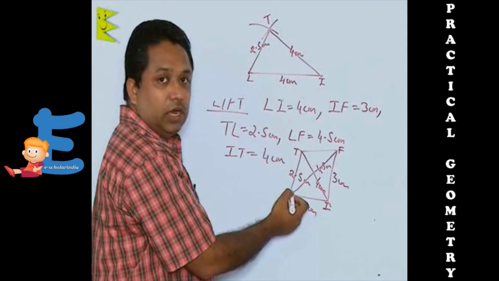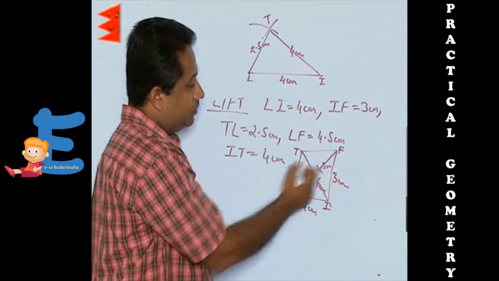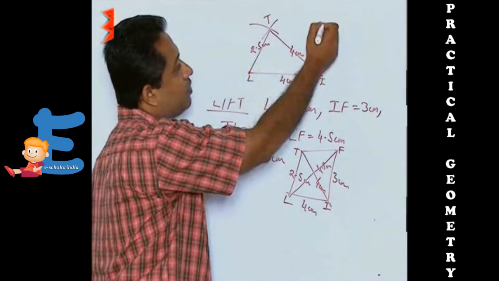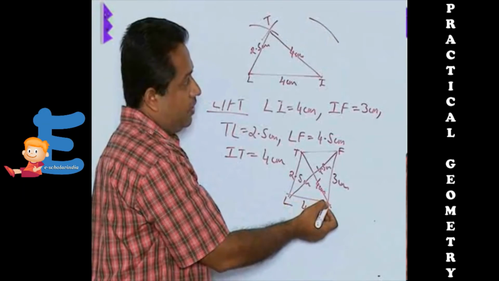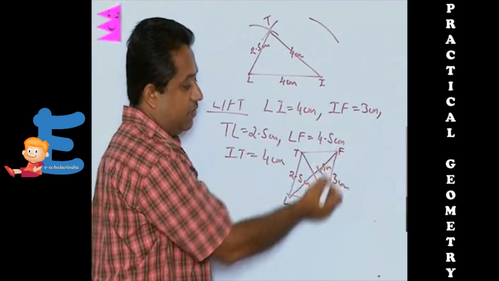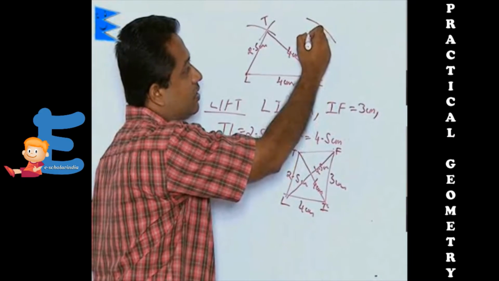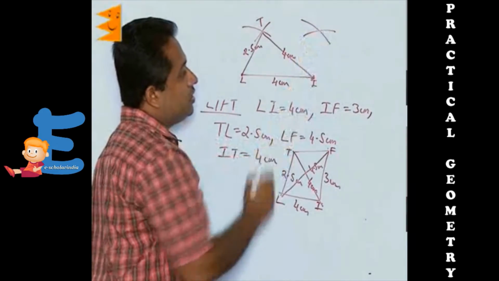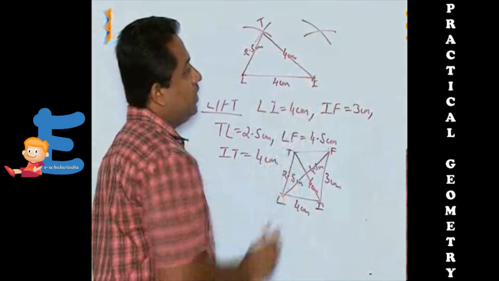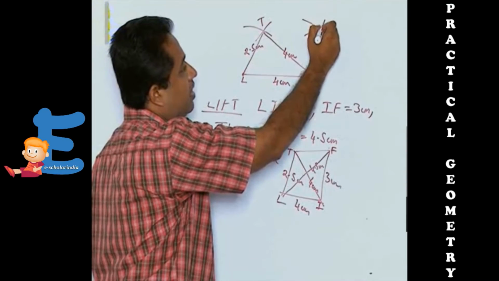Repeat the process now on the other side. So from L, 4.5 centimeter. So from here we are going to take a radius of 4.5, cut an arc out here, and from I, 3 centimeter. IF is 3. So from I, take a radius of 3 centimeter, cut the previous arc obtained. Join these 2 points. We are going to get this point F.